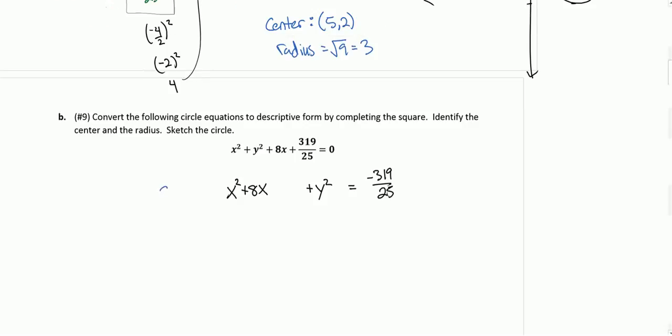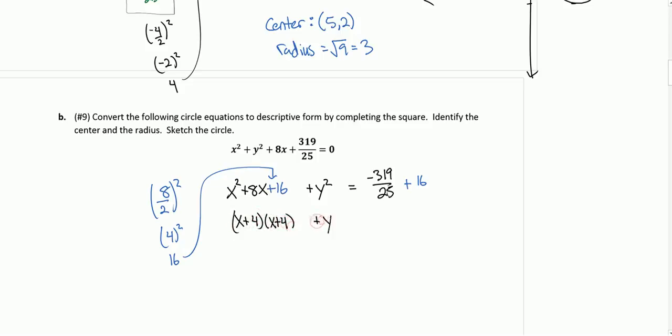We take the 8, cut it in half, and square it. Half of 8 is 4. 4 squared is 16. That is what we need to complete the square. So we add 16 to both sides of the equation. x squared plus 8x plus 16 factors to x plus 4 times x plus 4. We have a y squared, which we didn't need to complete the square because there wasn't any y term, just the y squared term.